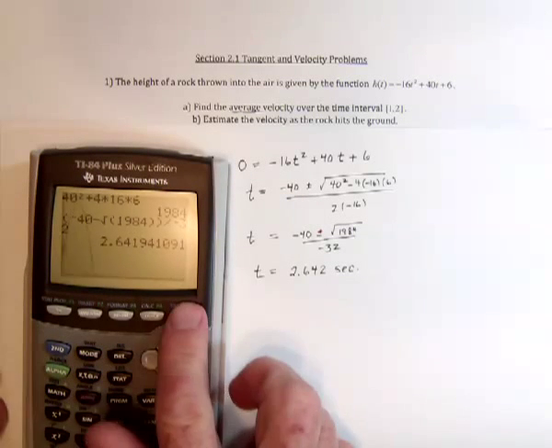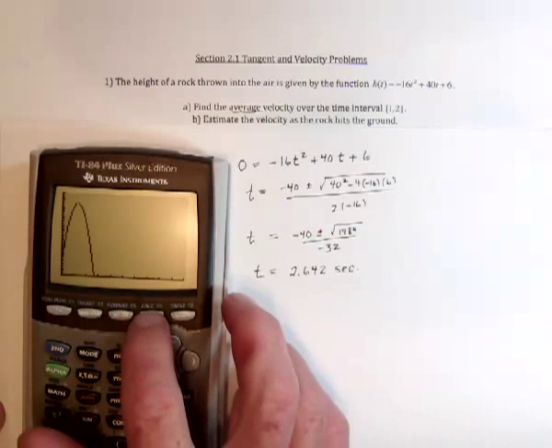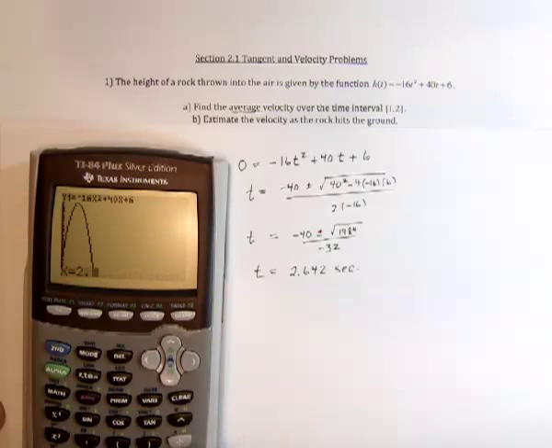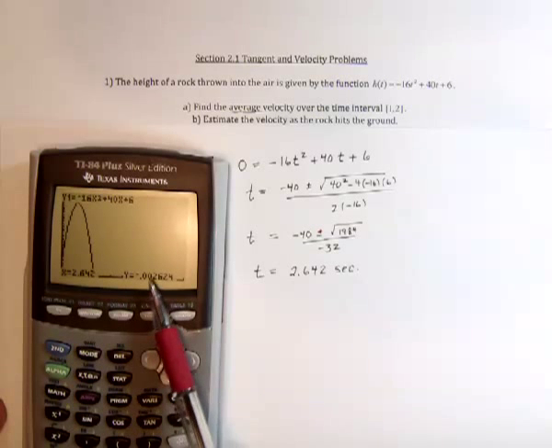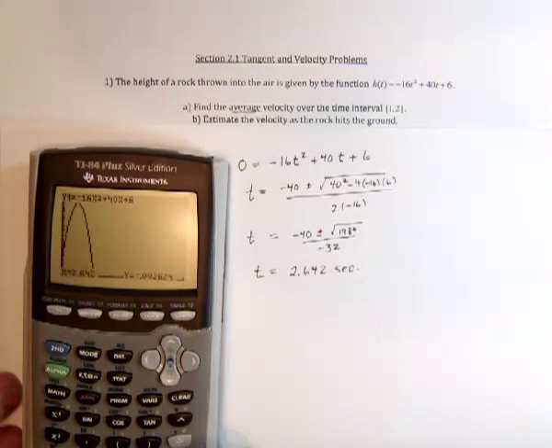And I can verify that by going back to the graph and pressing trace and typing in 2.642. Now since I rounded a little bit, this isn't exactly 0, but it's pretty close. If I would have used 2.6419, I forget what the next digit was, then it's going to be a little bit closer to 0.